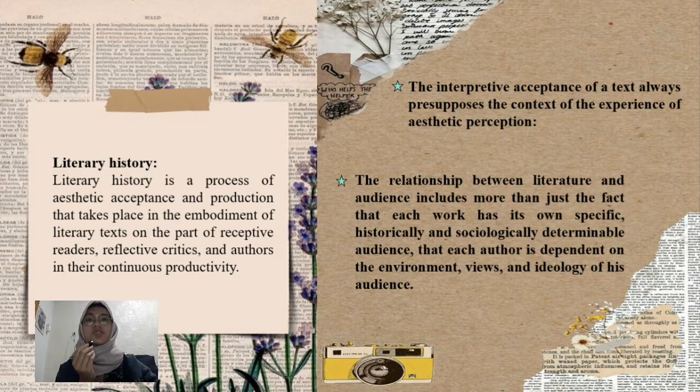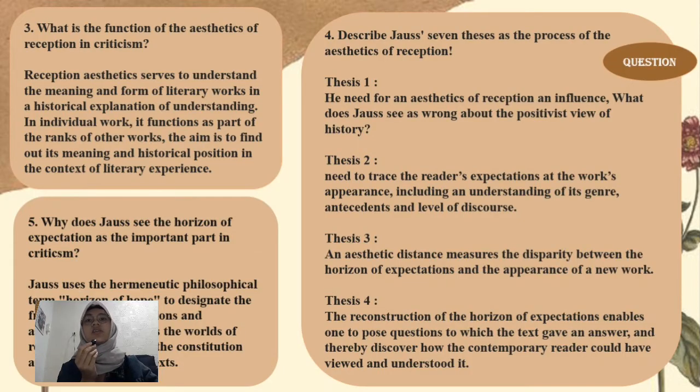The interpretive acceptance of a text always presupposes the context of the experience of aesthetic perception. Questions about the subjectivity of interpretation and the taste of different readers or levels of readers can be meaningfully asked only when one has first clarified the trans-subjective horizon on which understanding conditions the influence of the text. The relationship between literature and audience includes more than just the fact that each work has its own specific historically and sociologically determinable audience, that each author is dependent on the environment, views, and ideology of his audience.